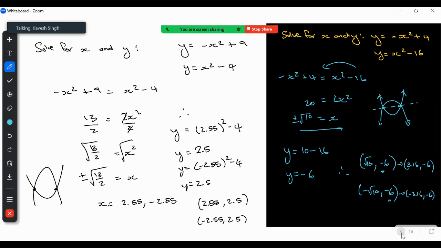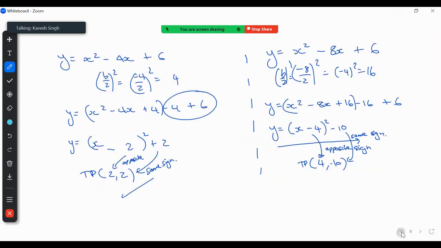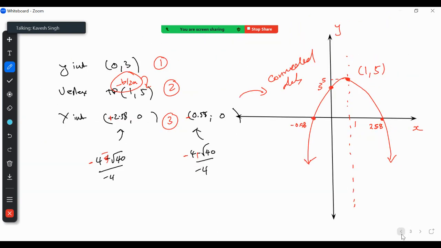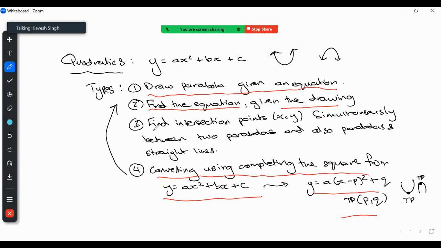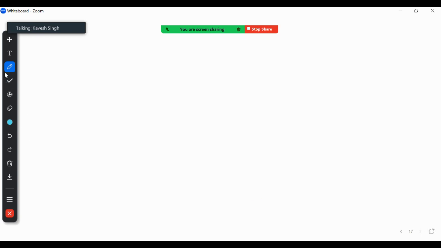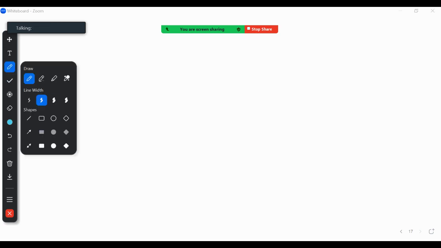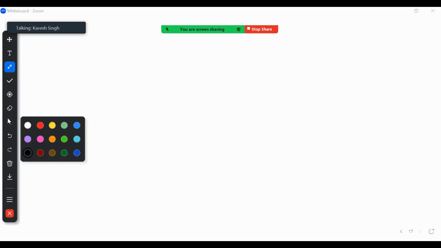Okay, so we've done quadratics in many ways, different parts of it. We have the ability to find the intersection now simultaneously between two parabolas, also parabolas and straight lines. Draw a parabola given an equation, find the equation given the drawing. All right. So to make a note, if we're given x-intercepts, we can also use the x-intercept form of a parabola. And that would be in a question that would look like this.